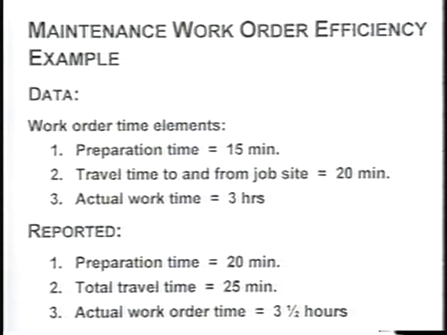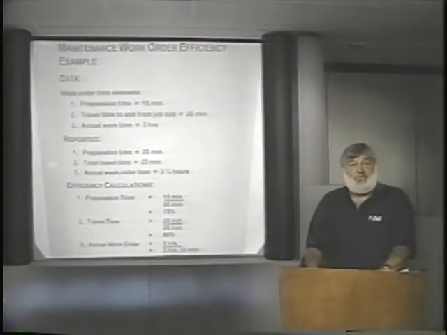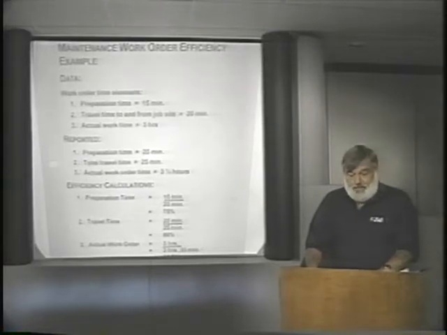It was also estimated that total travel time, that is to and from the job site, is going to take 20 minutes, and the actual work is going to take 3 hours. When we reported against the work order, it took the storeroom 20 minutes to do the preparation time. So that means we took 5 minutes longer. Therefore, from my previous statement about efficiency, we are less than 100%. And that is demonstrated in the efficiency calculation by item number 1.